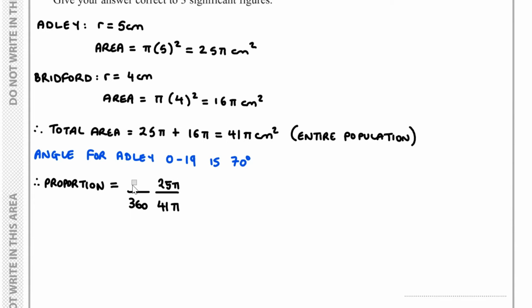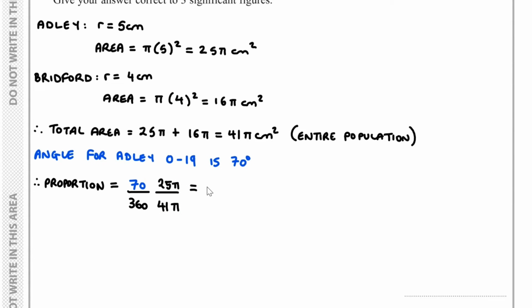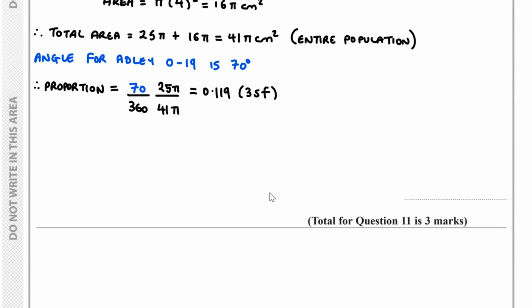Perhaps if I write this down in blue, this here will be the proportion. So if we work this out, we've got 70 over 360 multiplied by 25 over 41. Of course, the pi's just cancel, so we're left with 0.119 to 3 significant figures. So we've got 0.119 given to 3 significant figures.